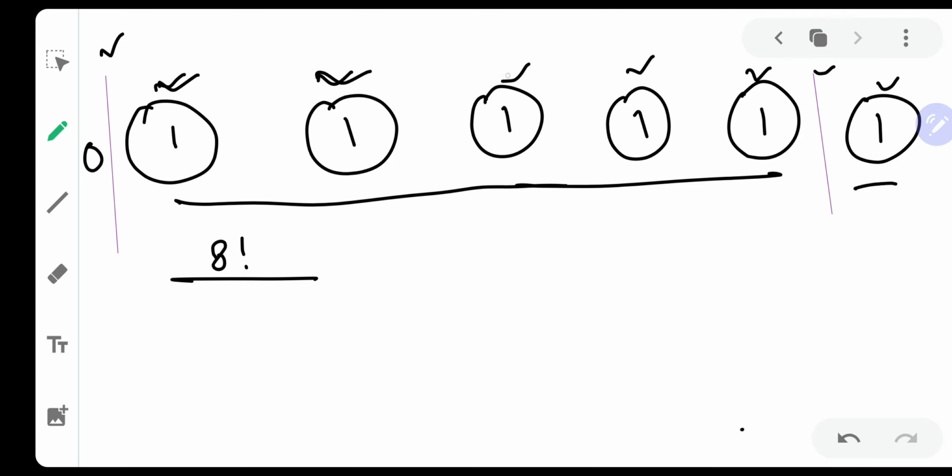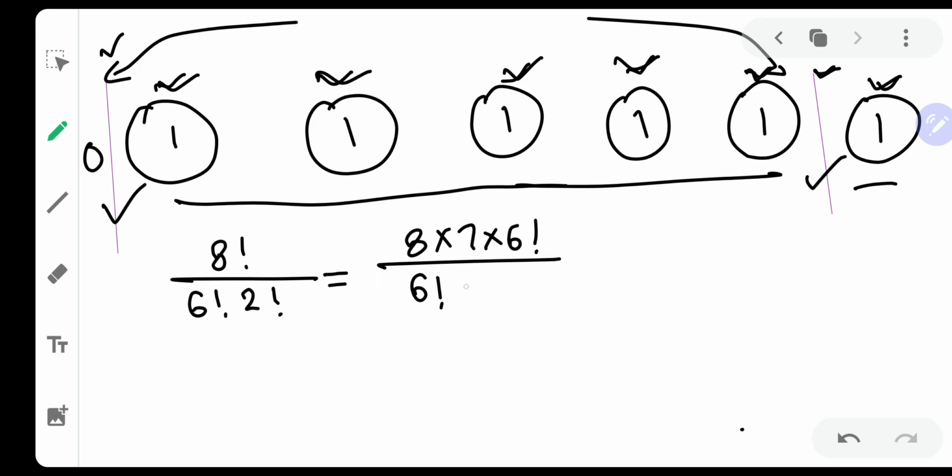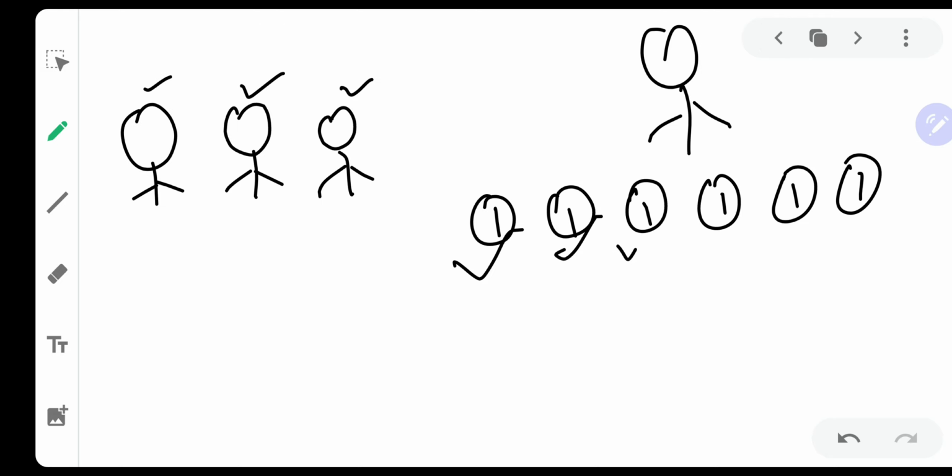But 6 1 rupee coins are very much identical in shape. Hence I will divide by 6 factorial. But these two partitions are identical. They are same. So even if they are reshuffled amongst themselves, it will not make a new arrangement. Hence I will divide by 2 factorial. Now after I solve this, I will get 8 into 7 into 6 factorial upon 6 factorial into 2 factorial. 6 factorial got cancelled. 8 into 7, 56 by 2, 28 ways. So there are 28 ways in which you can allot these 6 1 rupee coins to these 3 beggars, right?